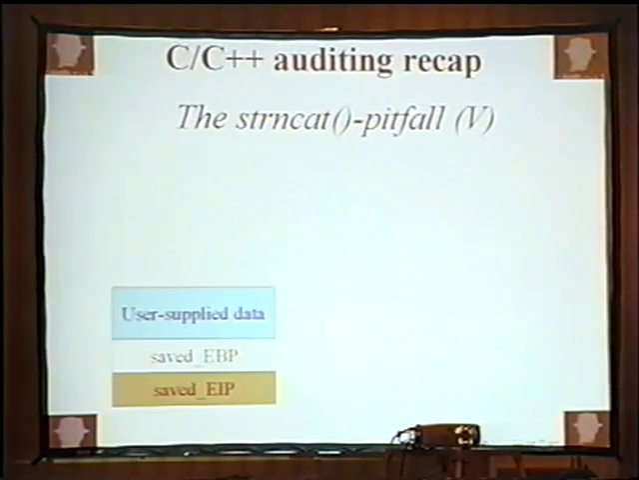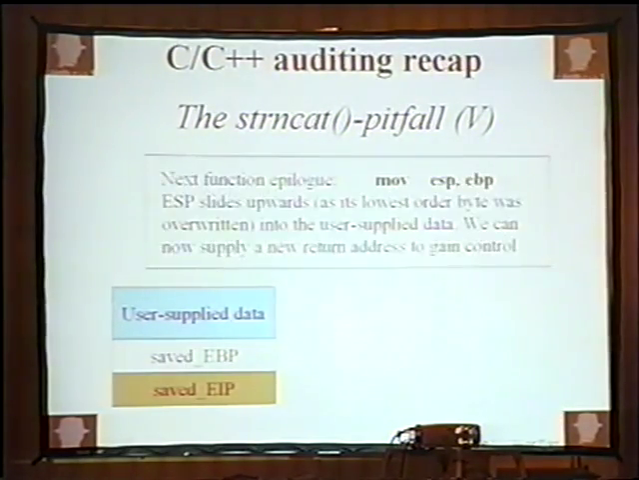What happens now is when the next function returns, it executes the same epilogue again. So it moves EBP into ESP. So instead of the stack pointer pointing where it should point, it slides upwards in the diagram into user-supplied data. And when the function returns, it will pop the return address out of the user-supplied data instead of from where it's supposed to come. So at this point, you get full control. And this is one of the reasons why I love strncat.